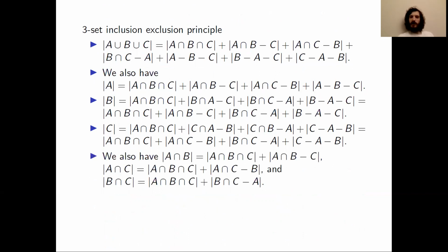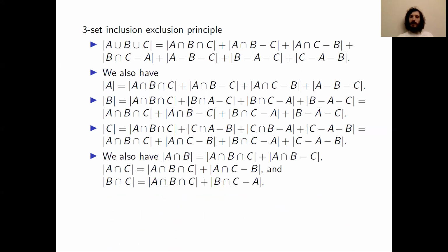A intersect B is a little easier. This one we can write as the union of A intersect B intersect C and A intersect B minus C. And so we get the cardinality of A intersect B is equal to the cardinality of A intersect B intersect C plus the cardinality of A intersect B minus C. Similarly, we get that the cardinality of A intersect C is equal to the cardinality of A intersect B intersect C plus the cardinality of A intersect C minus B. And finally, the cardinality of B intersect C is equal to the cardinality of A intersect B intersect C plus the cardinality of B intersect C minus A.